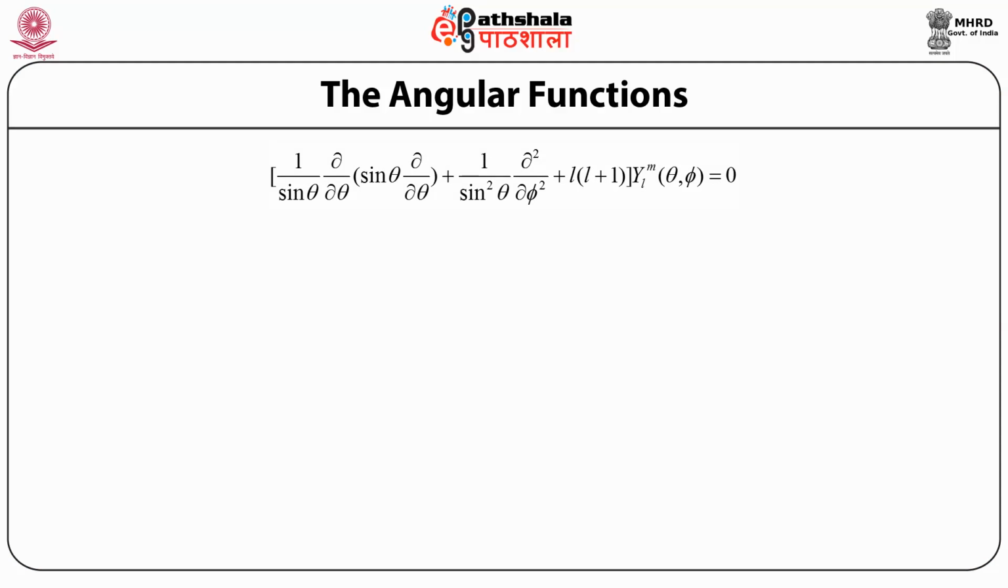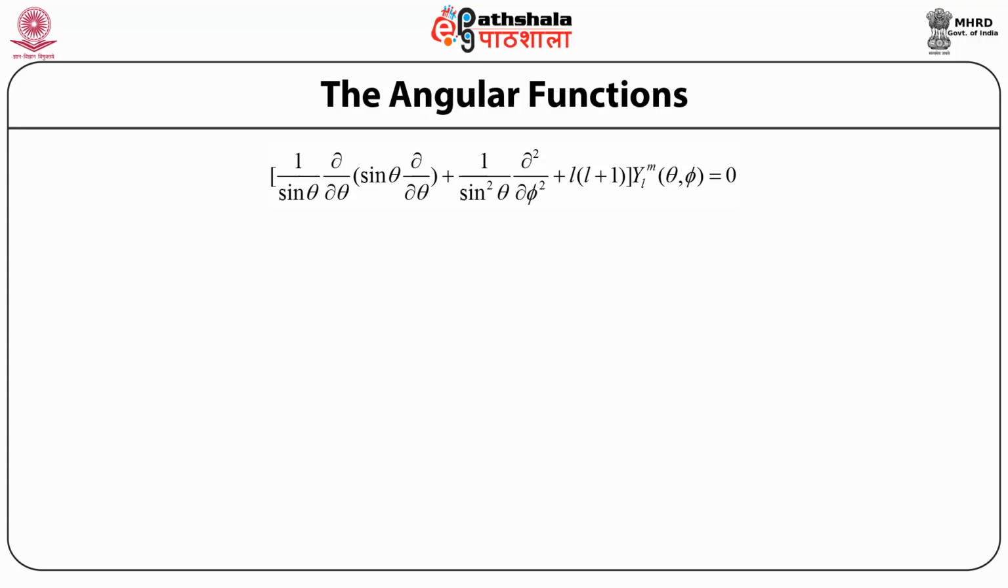For a given value of L there are 2L+1 independent solutions of this form, one for each integer m with -L less than or equal to m less than or equal to L. (1/sin θ) ∂/∂θ (sin θ ∂/∂θ) plus (1/sin²θ) ∂²/∂φ² plus L(L+1) whole into Y_LM(θ, φ) equals 0. So in quantum mechanics, this operator is associated with the orbital angular momentum.